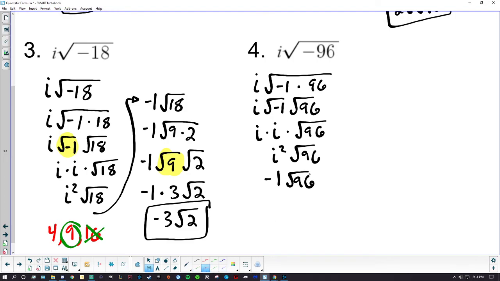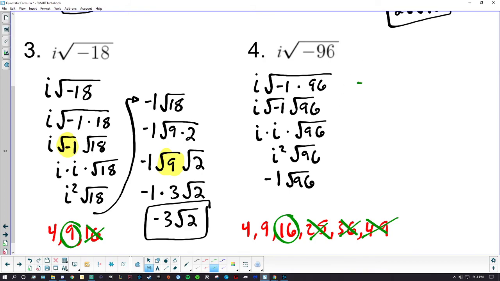So we want to try to get rid of this 96, so we make a list of perfect squares: 4, 9, 16, 25, 36, 49. We're about halfway, so we should stop. We know 96 isn't a perfect square, so let's start checking. 49 does not divide. 36 does not divide. 25 definitely doesn't divide, and you should see that 16 is the largest perfect square that we can divide 96 by. When we divide 96 by 16, we get 6.